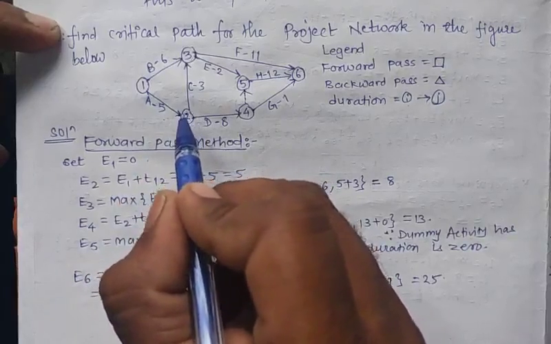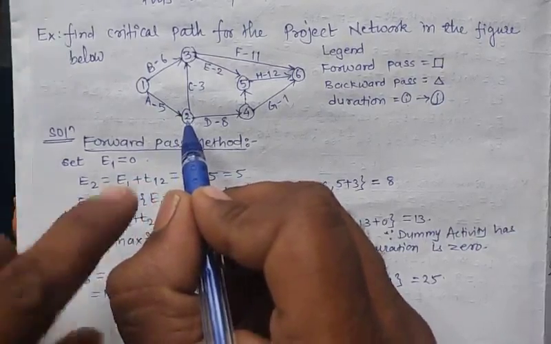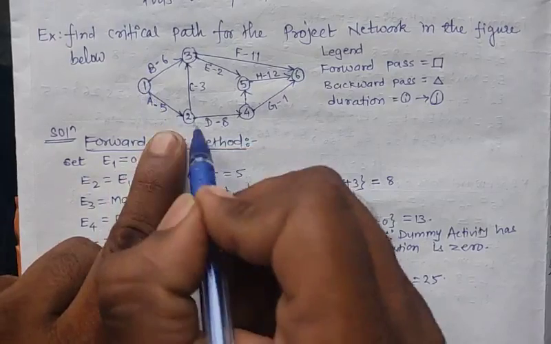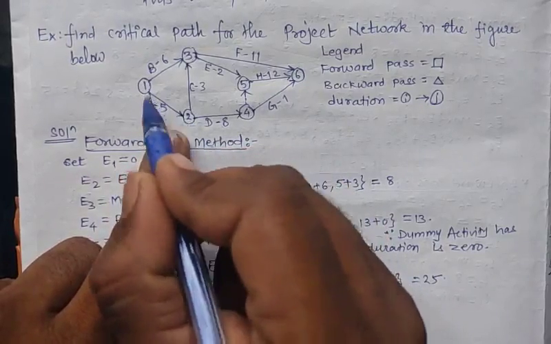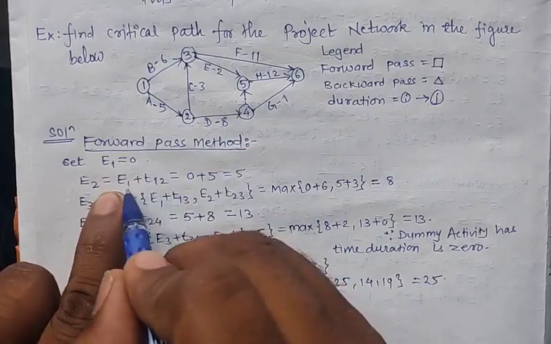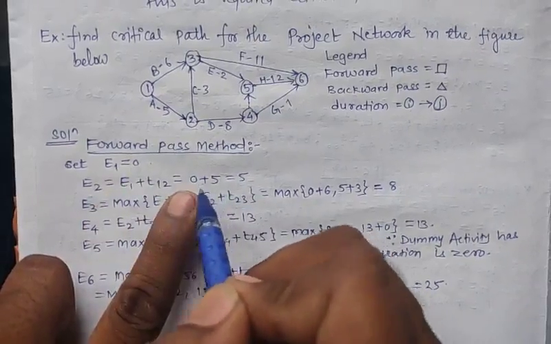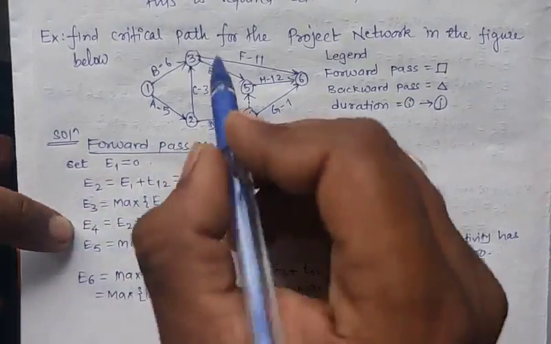For E2 there is only one incoming arrow for the second activity, right? So this is the incoming arrow, which is from E1. So to calculate, E2 is equal to E1 plus this duration T12, right? So E2 is equal to E1 plus T12. Using the value of E1 as 0 and T12 as 5, E2 is 5.